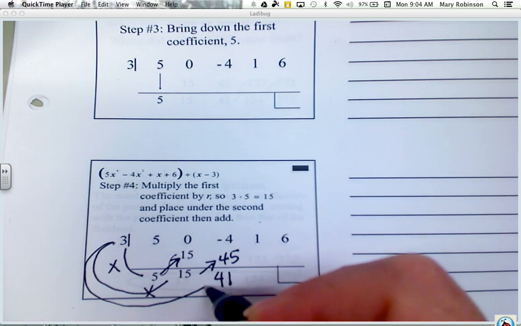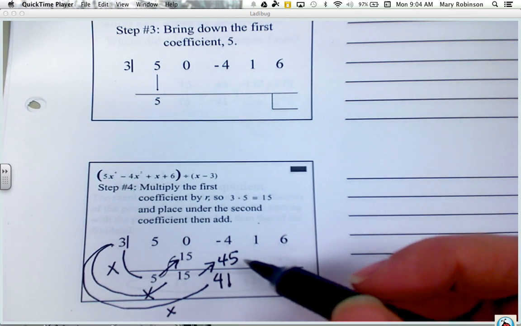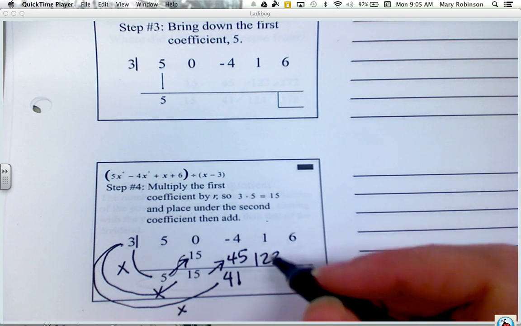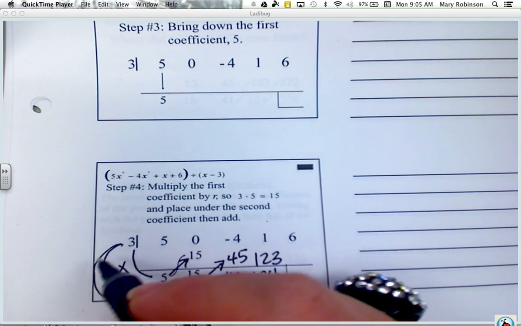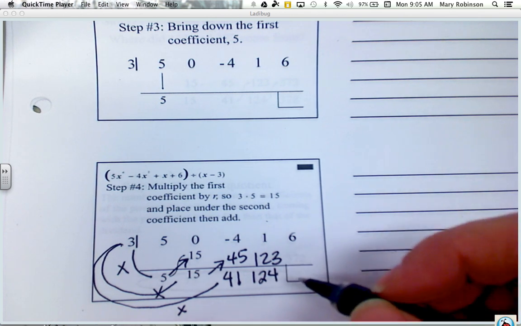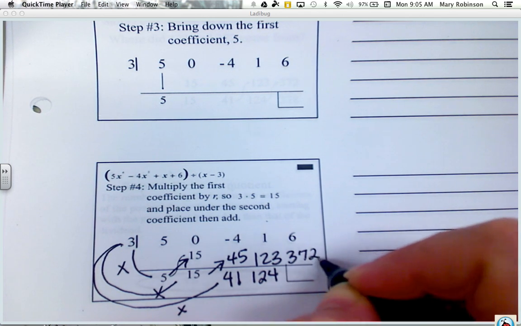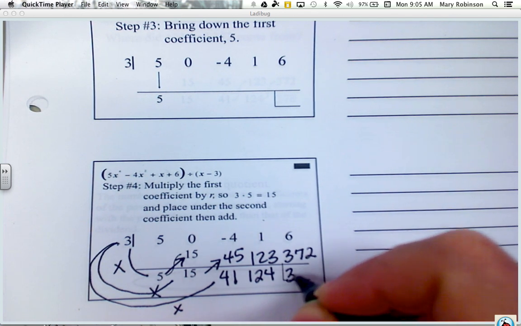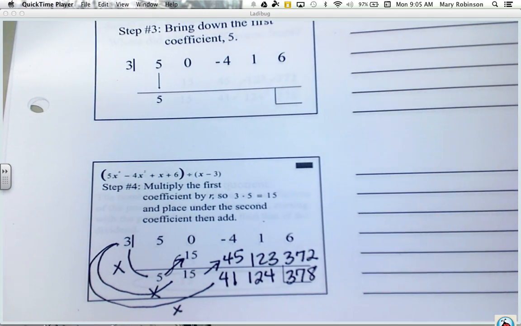Repeat the process again, multiplying by r. 3 times 41 is 123. Combine our terms here, 1 plus 123 is 124, and then multiply again. 3 times 124 is 372. And then 6 plus 372 would give us 378. Okay? And then I'll show you what to do with those numbers.